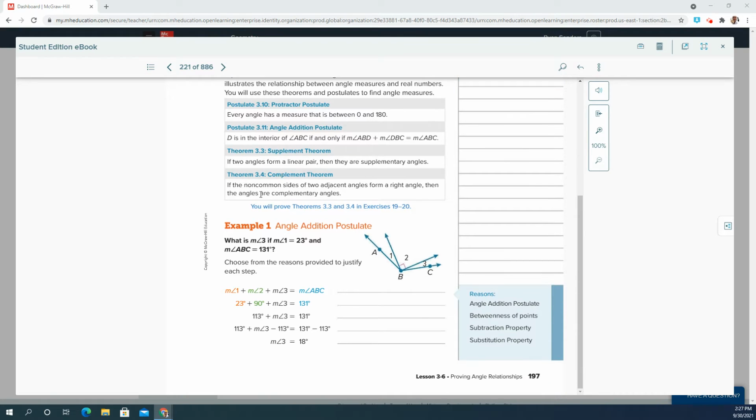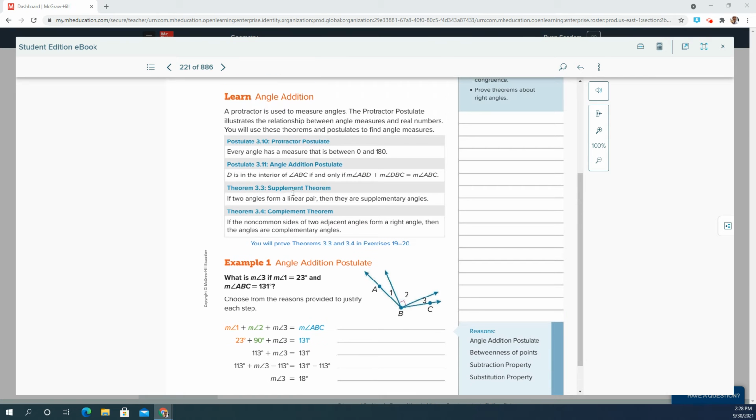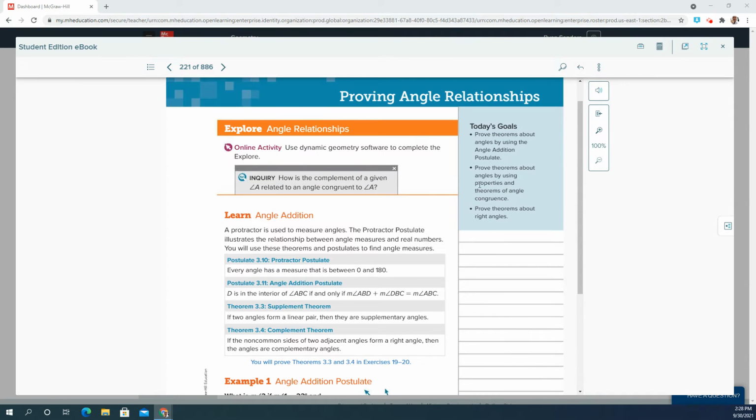Complement theorem: if the two non-common sides of two adjacent angles form a right angle, then the angles are complementary. Remember, complementary and right angle, they add to be 90 degrees. Then we have some examples here.